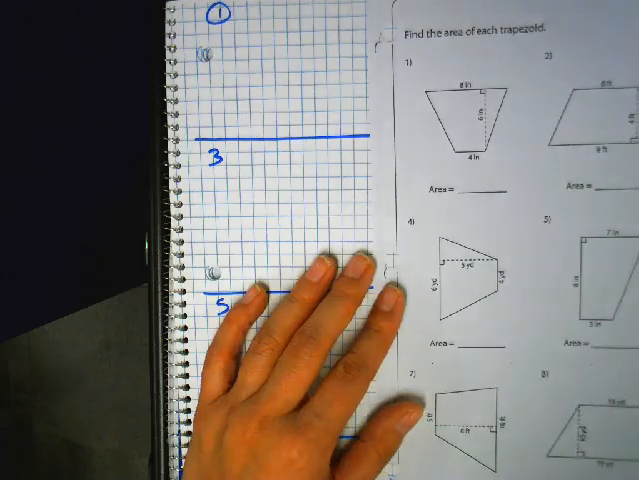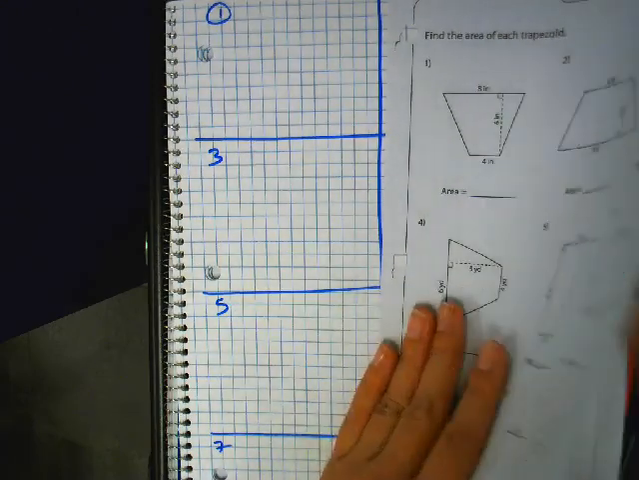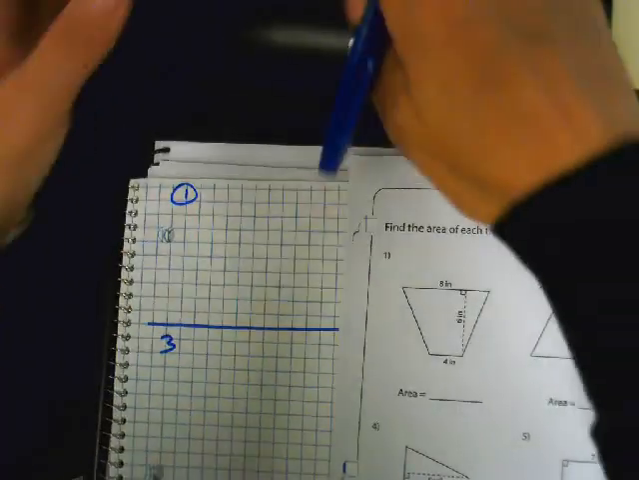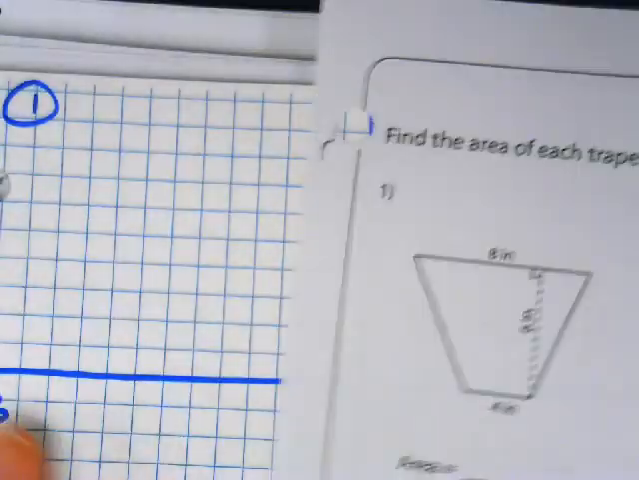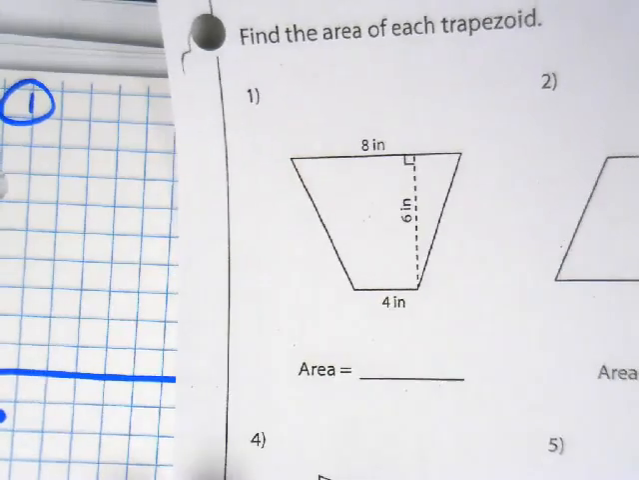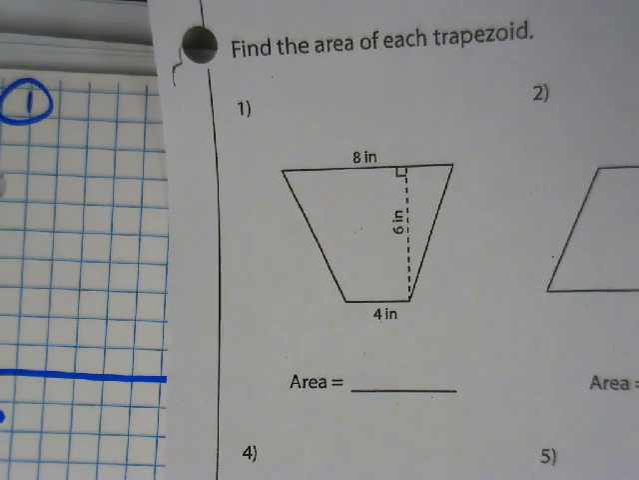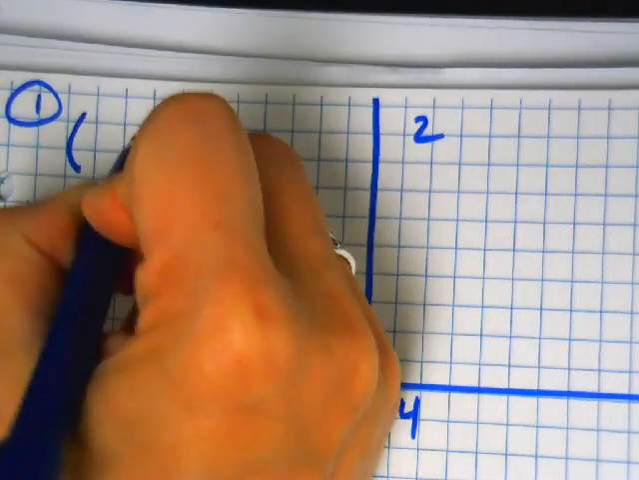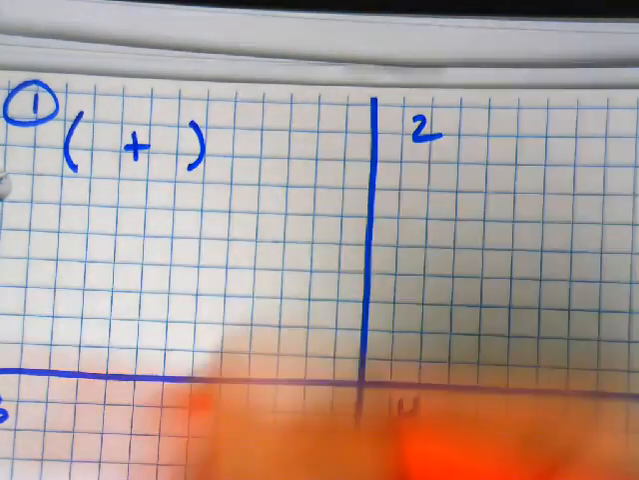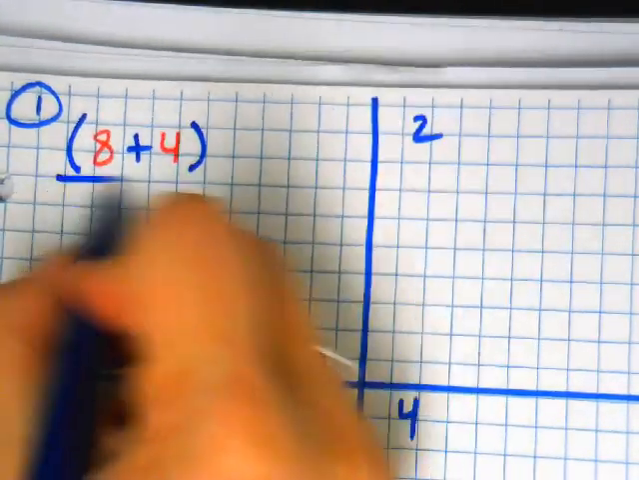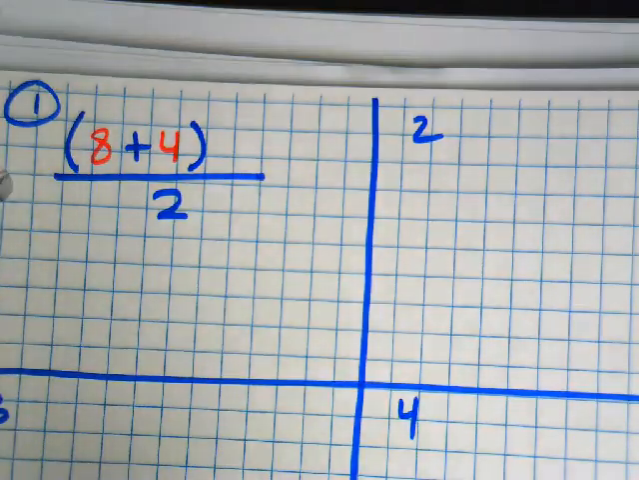Okay. Now, in our notebook, we're going to do our work. So, let's look at number 1. What would be the 2 numbers that are inside the parentheses, my 2 bases? Which 2 numbers represent my bases for number 1? 8 and 4. Okay, so in the parentheses, I'm going to write 8 and 4 divided by 2. What's my height from the paper?